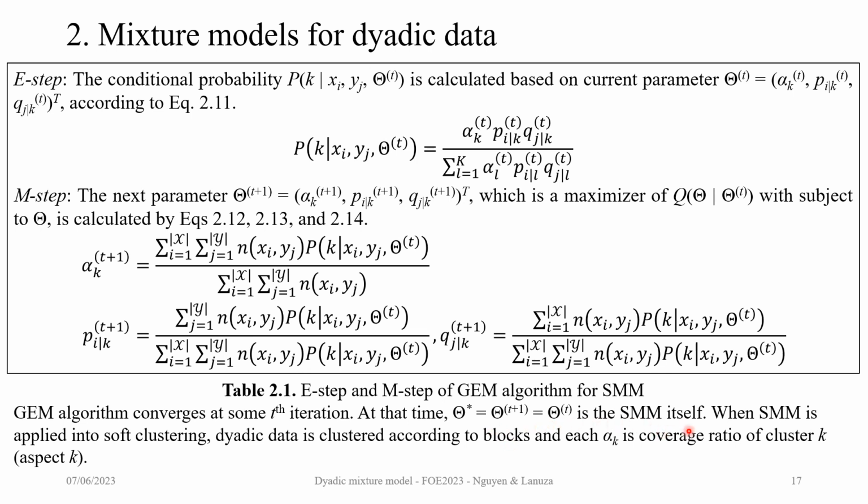is the SMM itself. When SMM is applied to co-clustering, dyadic data is clustered according to blocks, and it advocates a coverage ratio of cluster k, a best k.